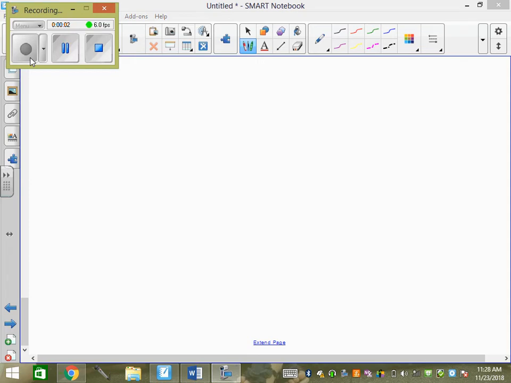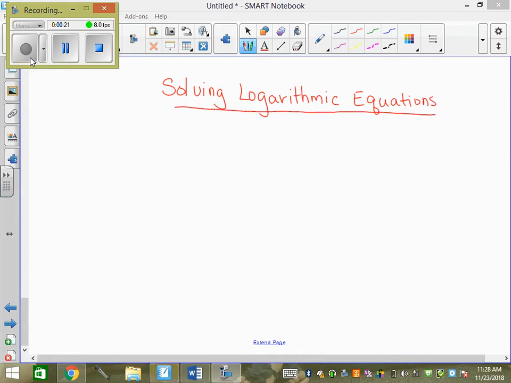Okay, so today we're doing solving logarithmic equations. Until now, when we solved a logarithmic equation, they've always just had one log.